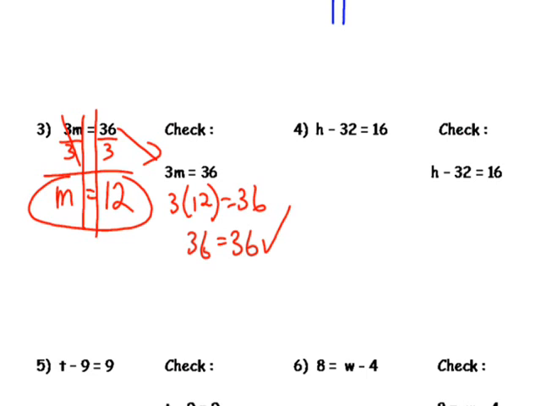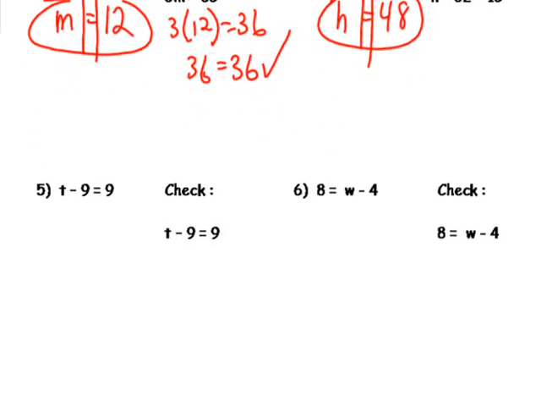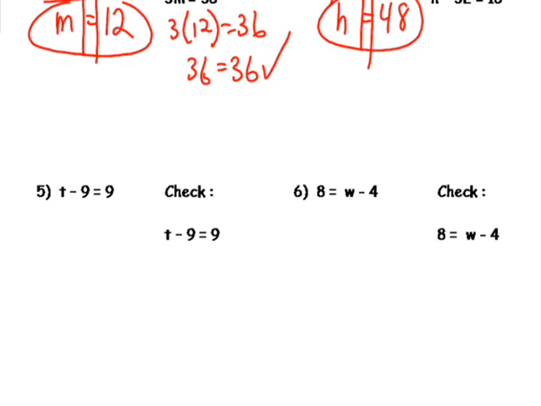H minus 32 equals 16. I'm going to do the inverse operation here, and I'm going to add 32 on the other side. Whatever you do to one side, you need to do to the other. H would have a value of 48, and I could check it really quickly. 48 minus 32 is 16. Perfect.